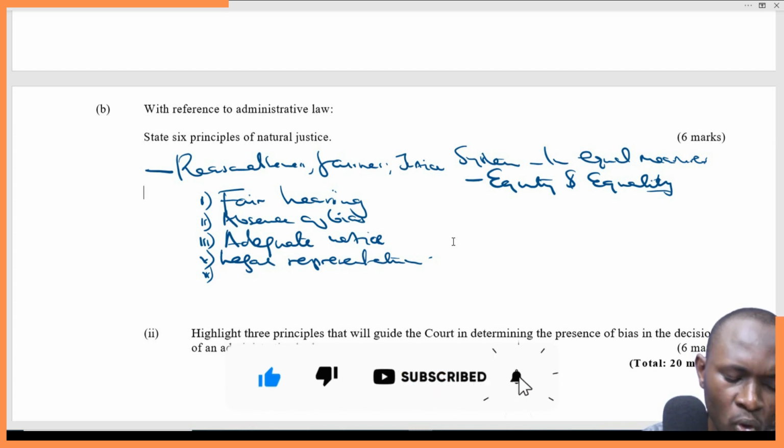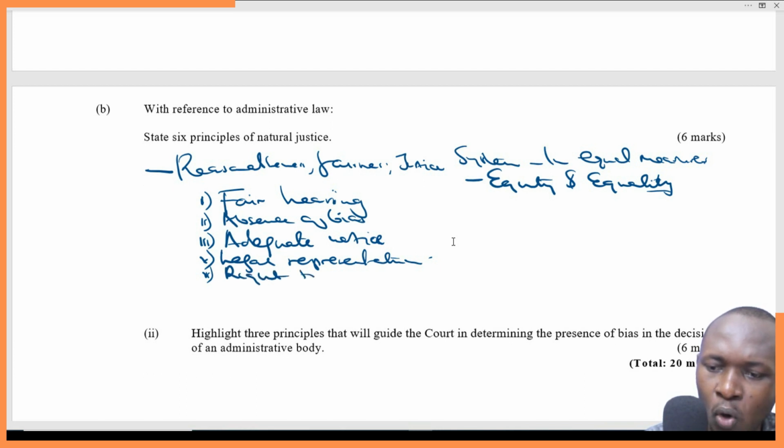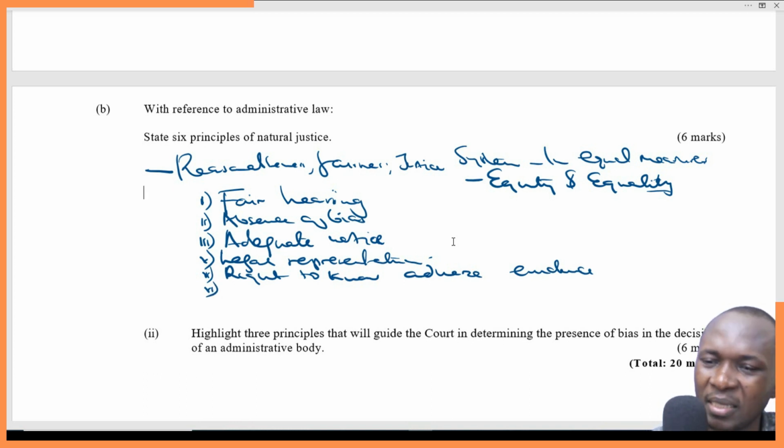Right to know the adverse evidence. The right to know adverse evidence against any of the involved parties is also one of the key principles, and basically this is about information. The other party should have access to information which possibly will be used in the process of judgment.